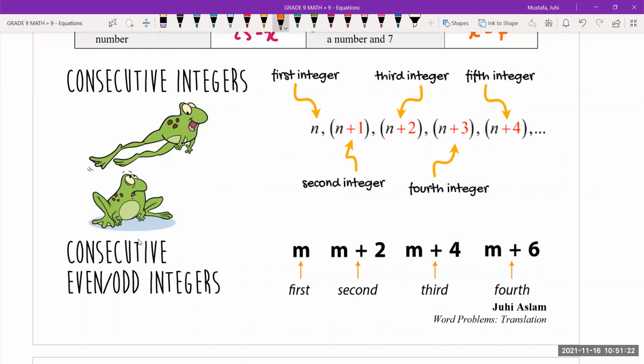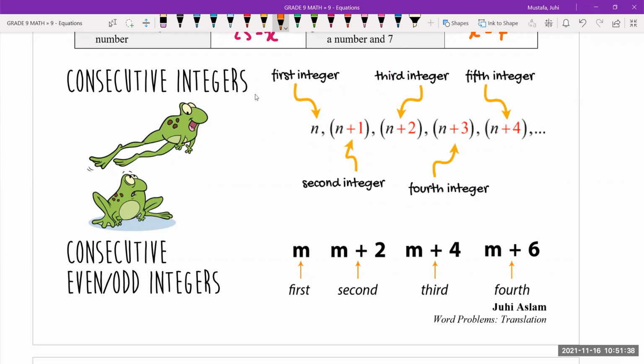write down consecutive numbers and consecutive odd and even numbers using letters. So take a look at what we have over here. Does anyone remember playing leapfrog when they were little? I don't even know if you play it anymore. We used to play that when we were little, like you jump over the other person and then, all right.